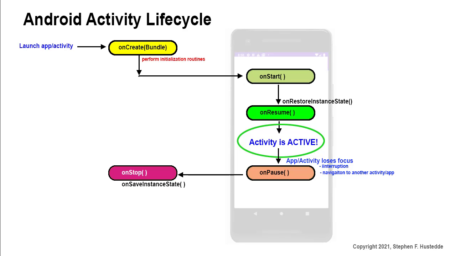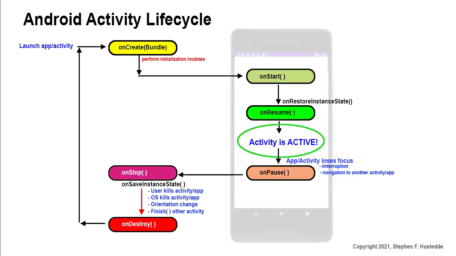Now there's one of two things that can happen here. If it remains in the background state and the operating system needs that memory space, it will destroy the app. So it kills the app and it goes into the final onDestroy method before it is removed. The user itself might choose to kill the app, but there's a couple of gotchas here.